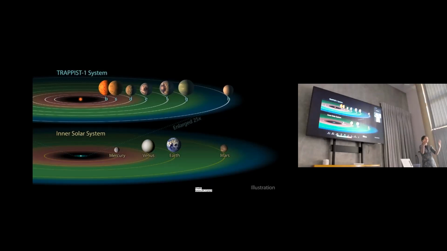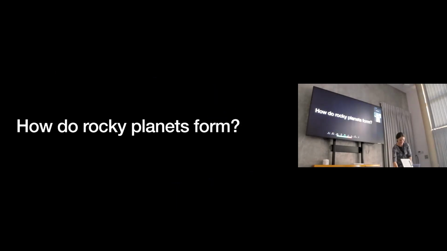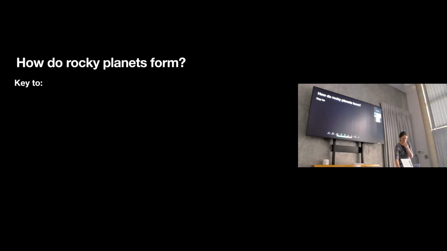The formation processes that lead to rocky planets have to form both our solar system and these worlds like TRAPPIST and the many, many other planets that we see. Okay, so the big question: how do rocky planets form? First of all, let's think why we want to know that.